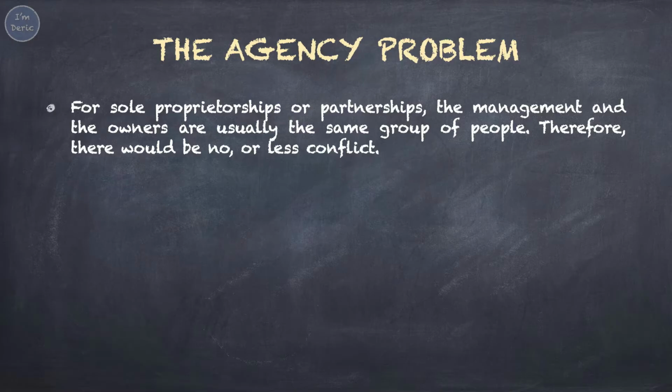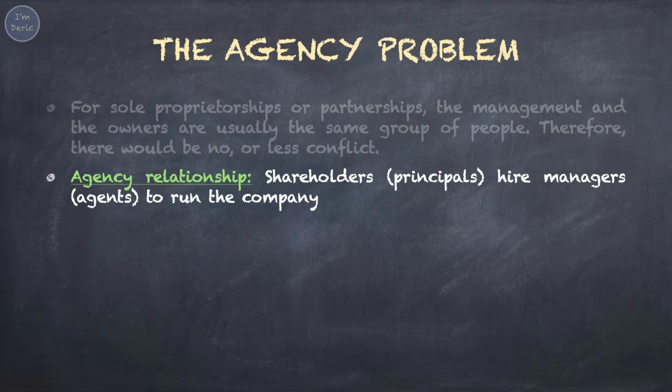However, when a company moves from private to public ownership, the management and the owners are now two different groups of people. This is what we call an agency relationship. The shareholders hire managers to run the company. Shareholders are the principals, they are the boss of the company. Managers are the agents of the company. So, managers are representing the shareholders to run the business.